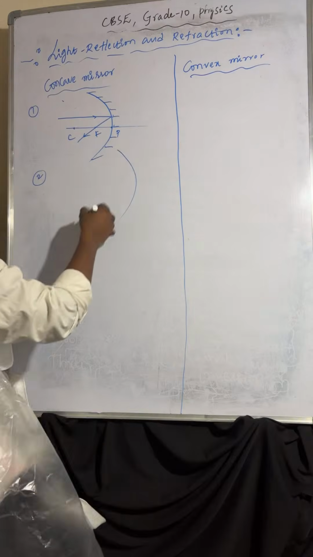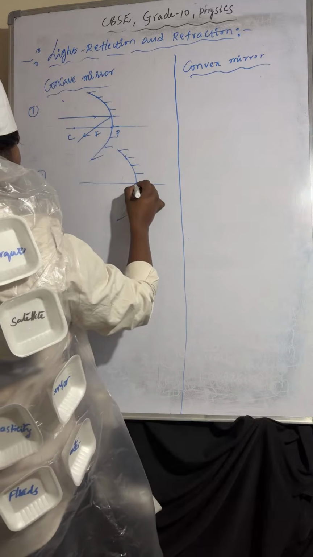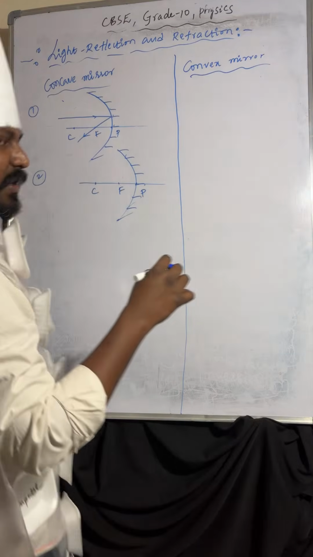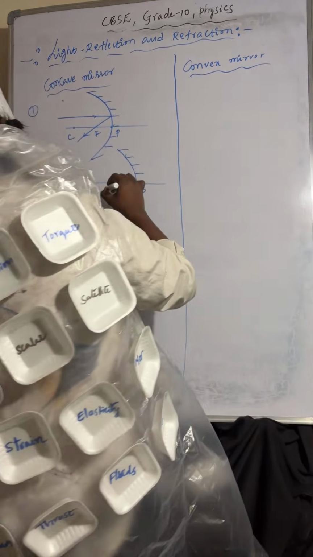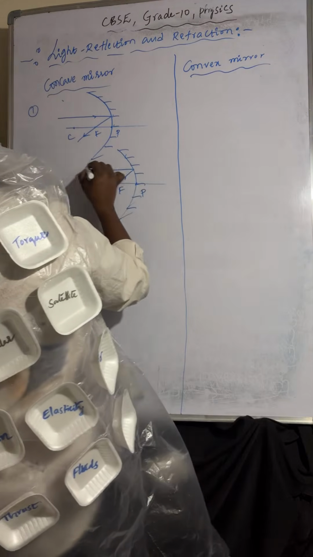So coming to the second one. Pole, focus, center of curvature. Light ray is passing through focus. After reflection it moves towards infinity. Okay, so here like this.